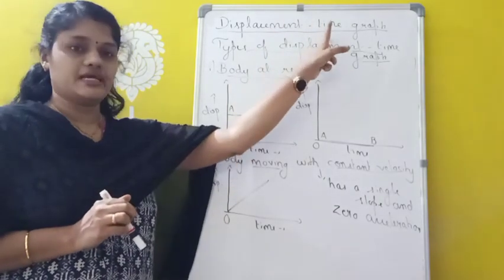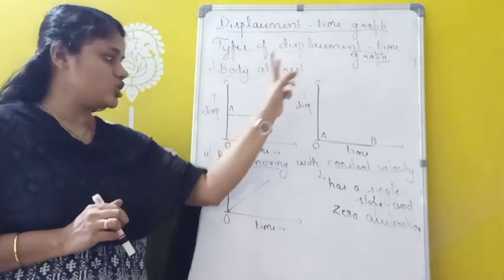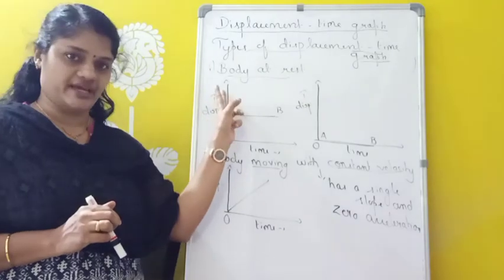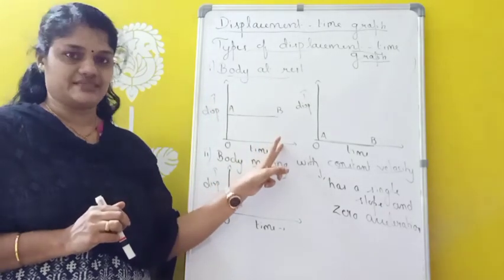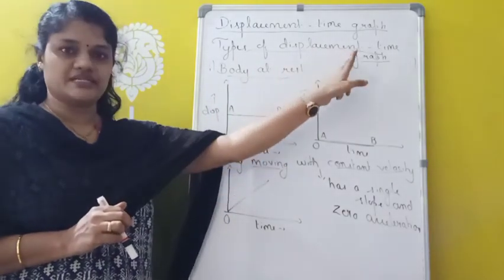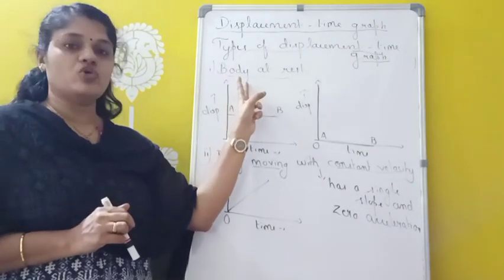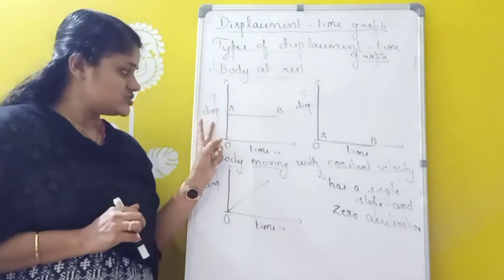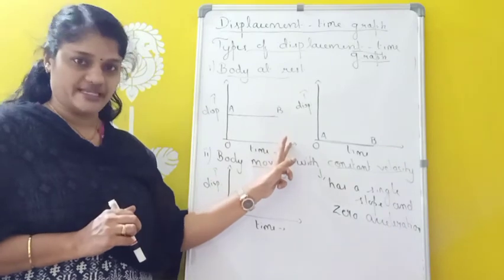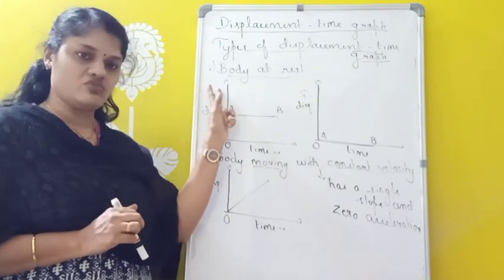Next is displacement time graph. So displacement time graph is a graph drawn with displacement along y-axis and time along x-axis. And different types of displacement time graph. First one, when the body is at rest. So see here, this is time. So time is along x direction and displacement along y direction.